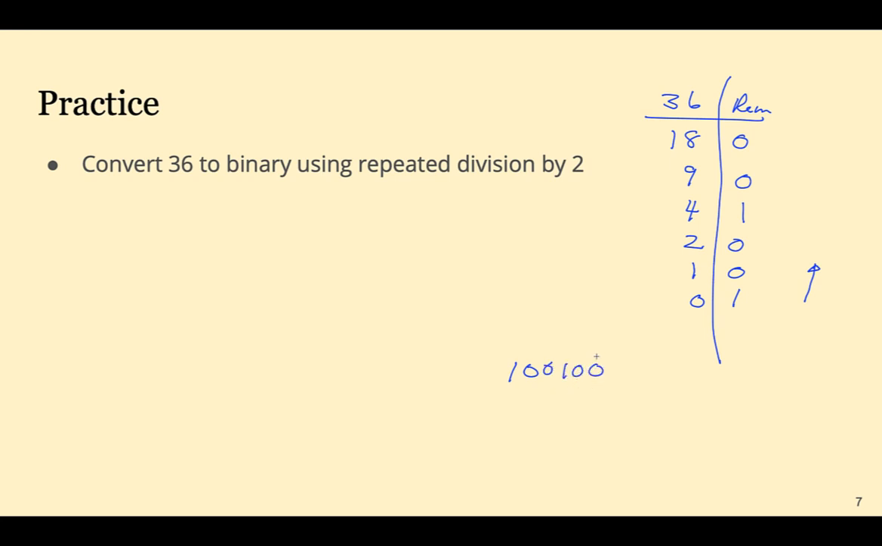And if we want to check, we could use place value. This is 1, 2, 4. This is 8, 16, 32. 32 and 4 is 36.